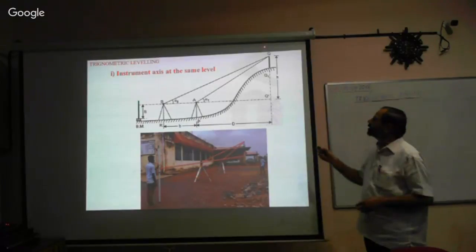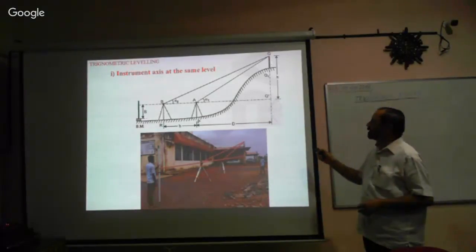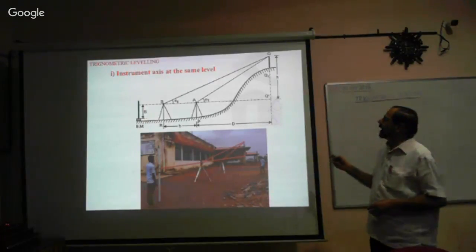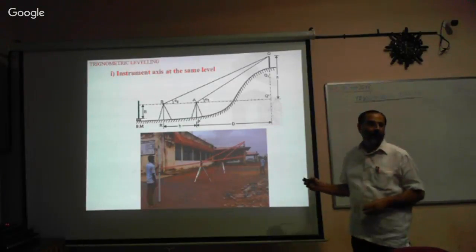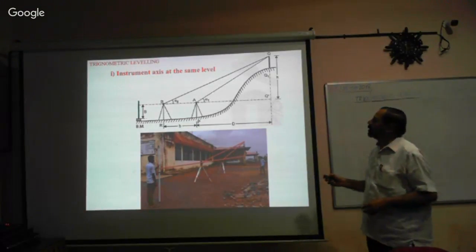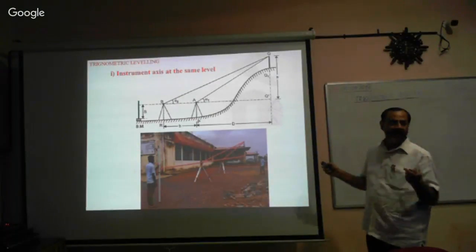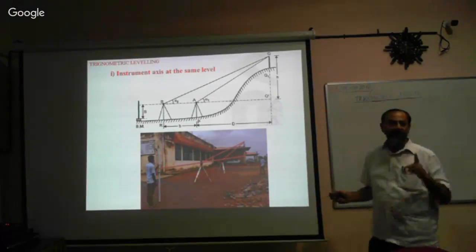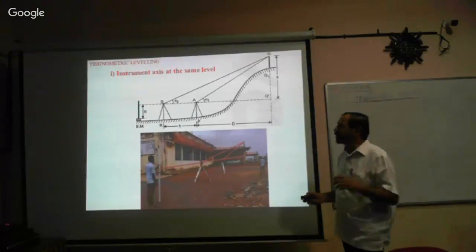Now that means if you consider this triangle QAQ dash, H is not known, D is also not known, only alpha 1 is known. Now therefore, consider this triangle, H is equal to D tan alpha 1. That is equation number 1. Isn't it? That is equation number 1.